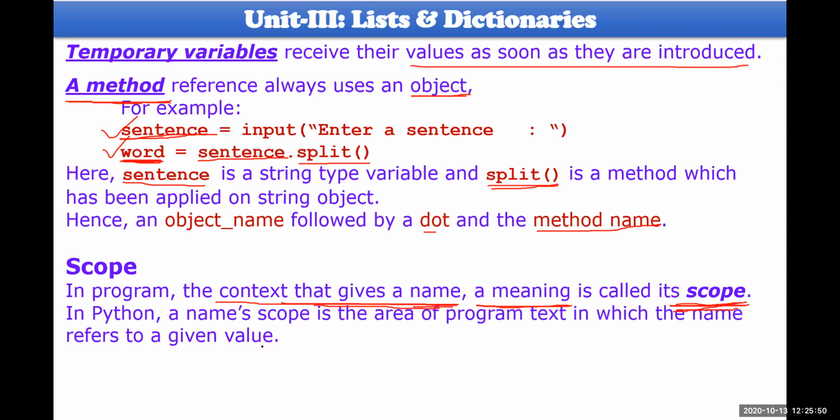So scope could also refer to its value here in the namespace. Where exactly has it occupied the memory, and what is the value of that particular memory? That is also called scope.